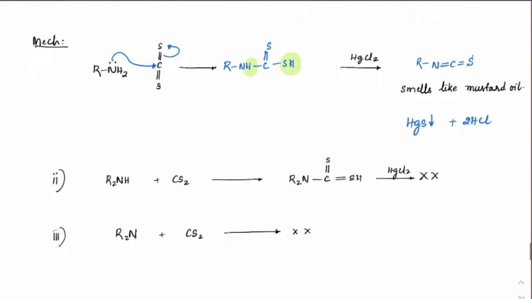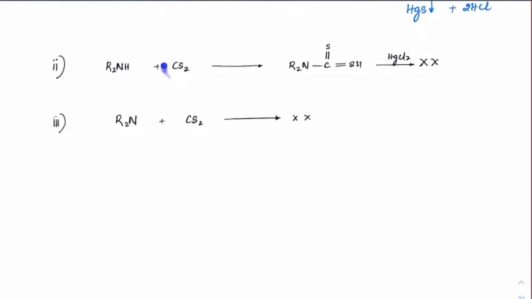Now, in case of secondary amine with CS2, we will first see the formation of this, because the lone pair will attack here and S minus will take away this proton and we will get this. But after that, if you react with HgCl2, it doesn't come off as H2S because there is no hydrogen here, so it won't desulfurize. Just think as if we are to remove that H2S. Since there is no hydrogen, further reaction is not seen.